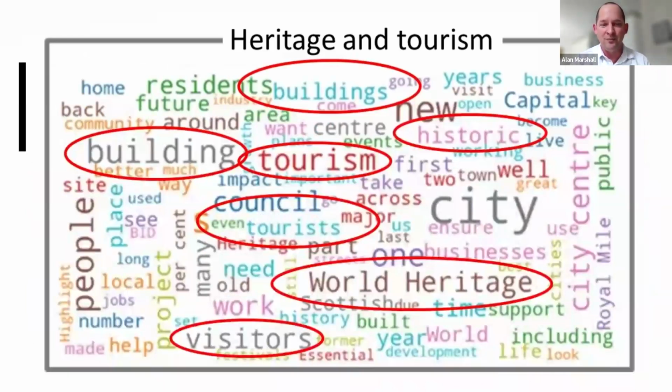So this is one theme which we called heritage and tourism. And so you can see here words like tourist, historic, buildings, visitors. So we called this particular word cloud heritage and tourism, and we thought it had a theoretical link to health outcomes in the literature, so we included it in our modelling.